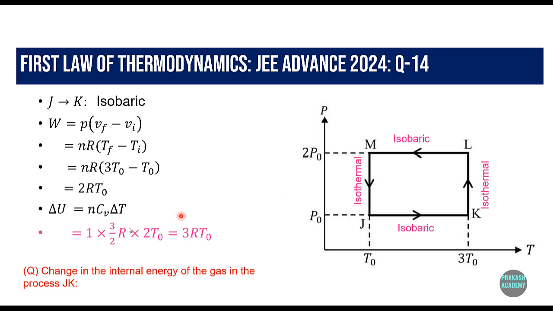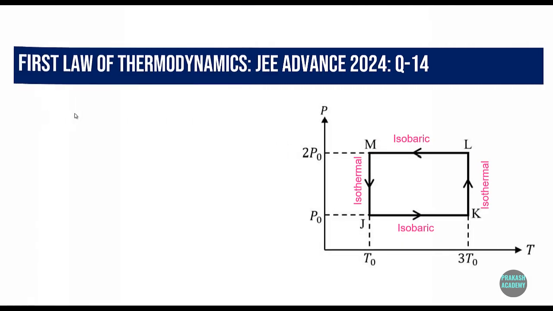So the option Q was the change in internal energy of the gas in process JK. So we have calculated the change in internal energy for process JK. Now let us consider K to L. This is an isothermal process because temperature is constant.